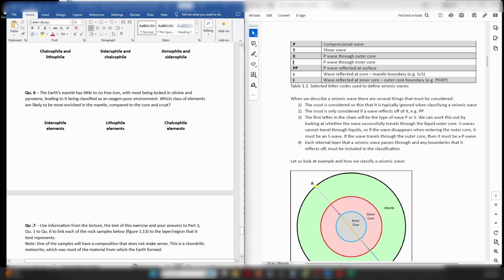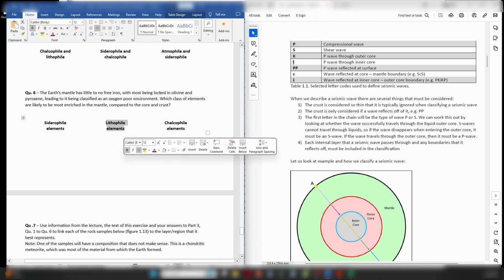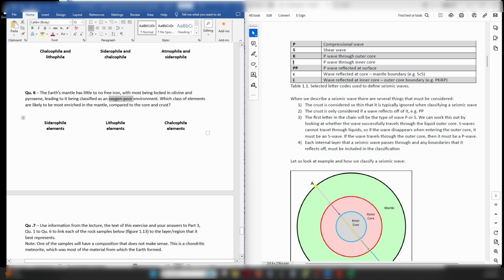Okay, so which class of elements are likely to be most enriched in the mantle compared to the core and crust? Okay, so think about it. Where would the siderophile elements like to be? Where do the lithophile elements want to be? And where do the chalcophile elements want to be? Bearing in mind that chalcophile elements really like oxygen-poor environments.